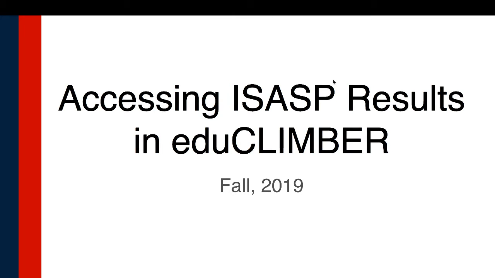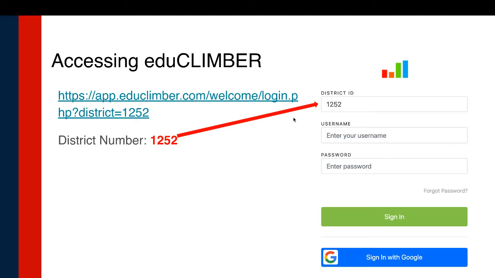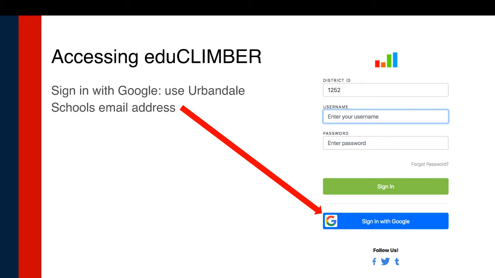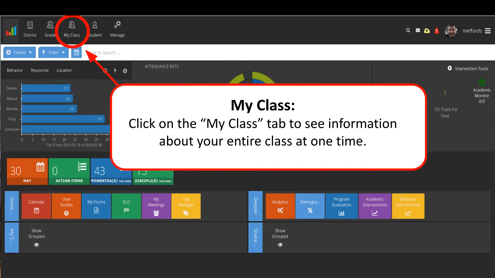Today we're going to look at how to access the recently released Iowa Statewide Assessment of Student Progress results in eduCLIMBER. Remember that to log into eduCLIMBER you will need our district number, which is 1252, and the easiest way to log in would be to sign in with Google using your urbandaleschools.com email account.